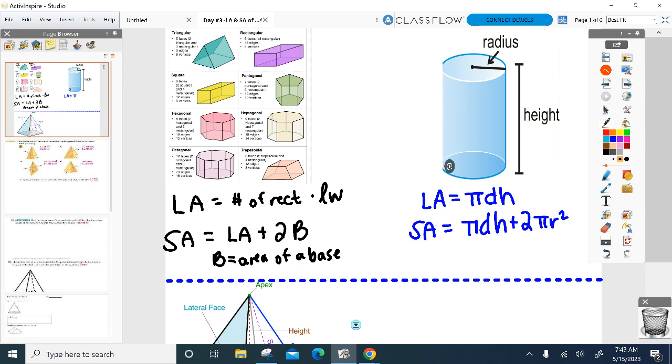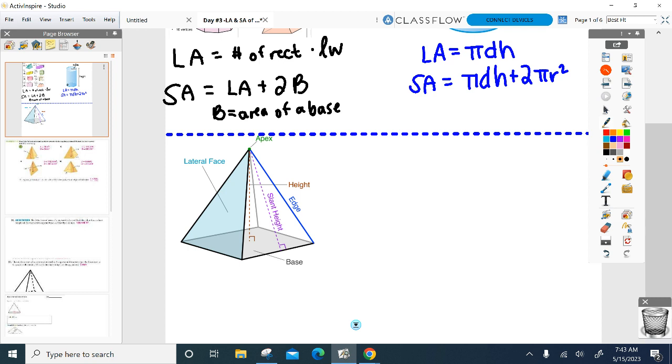And then we had a little fun on Friday, and we introduced our pyramid. A reminder, pyramid has two heights. It has your Mission Impossible height, the height of the pyramid, and then the slant height, which is the height on one of the triangular faces. Please make sure we know the difference.